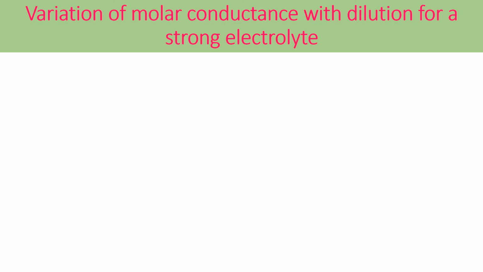Variation of molar conductance with dilution for a strong electrolyte. The increase in molar conductance on dilution is seen for both strong and weak electrolytes, but the manner in which it occurs is found to be different for the two types of electrolytes. Here we are discussing the molar conductance with dilution for a strong electrolyte. Okay, the difference in behavior, you can see here in the plot of molar conductance versus square root of concentration.